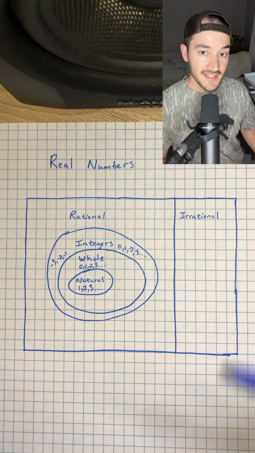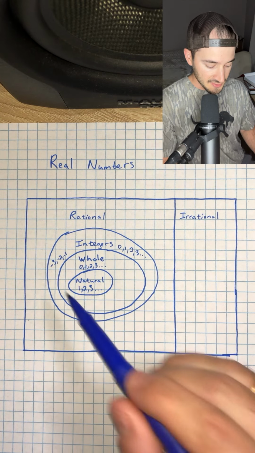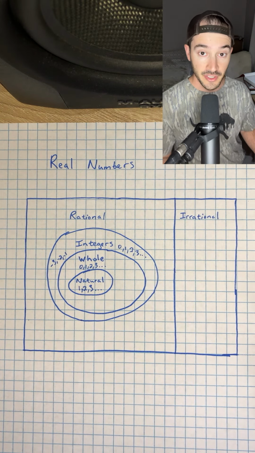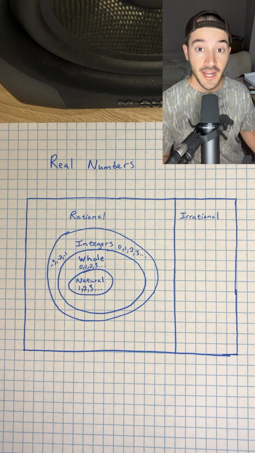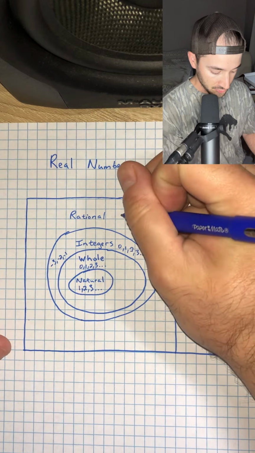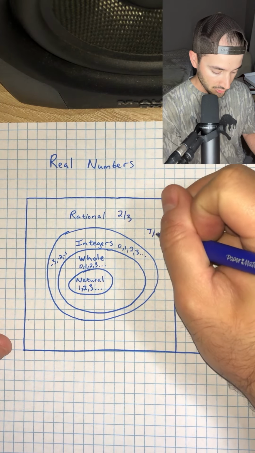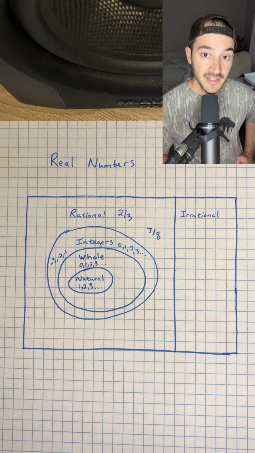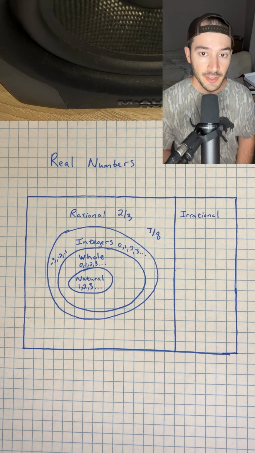All right, so that gets us to rational numbers. And so rational numbers includes all of these. So all the integers, whole numbers, natural numbers, and it includes anything that can be written as a fraction. So that could also include 2/3 or 7/8. Numbers like that have repeating or terminating decimals, which means they can be written as a fraction.